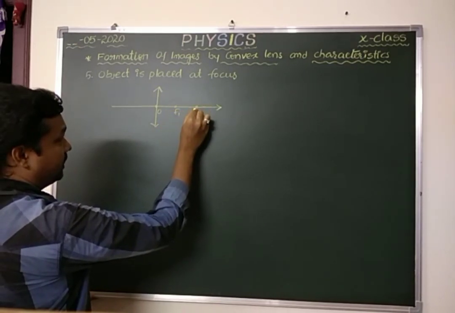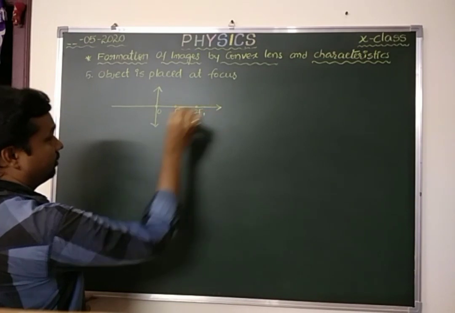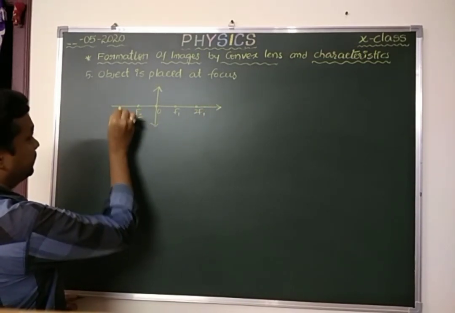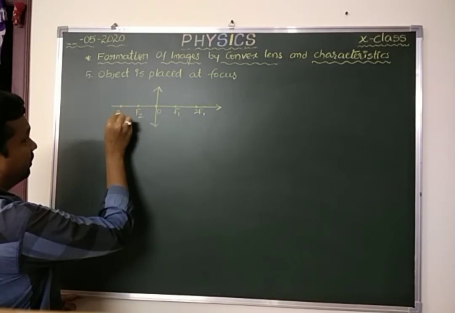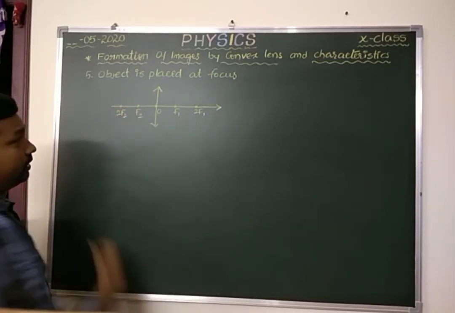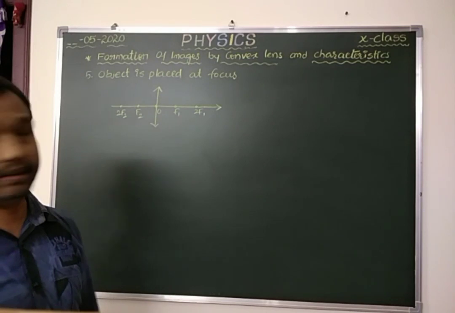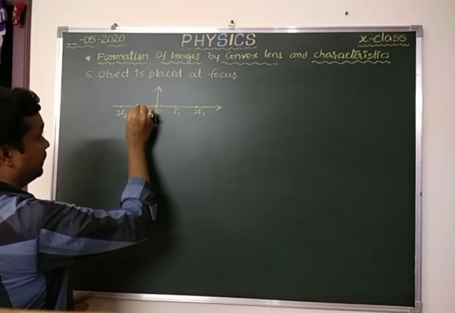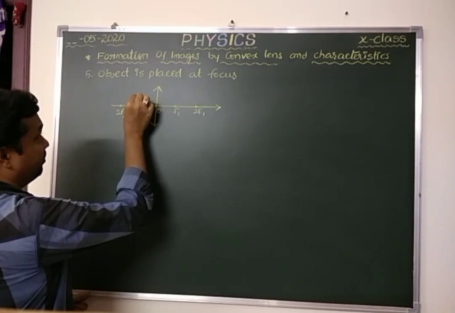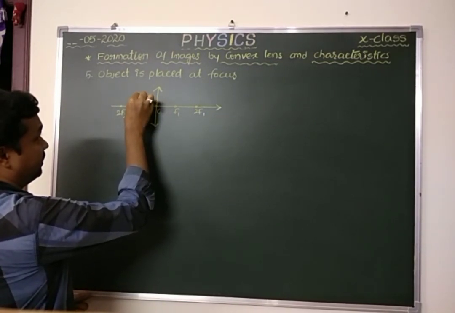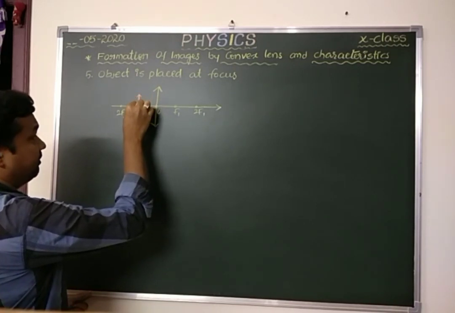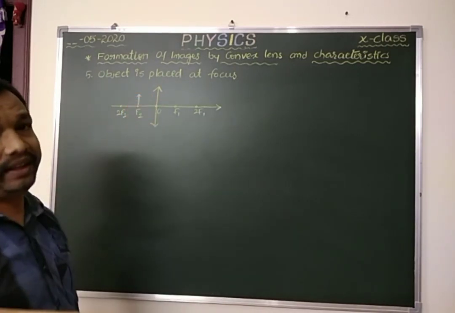Representation is same for all, and you need to take care that the distance must be equal so that you will get the diagrams perfectly. Right now the object is placed at focus. This is the focus. You can place an object, which is nothing but the source of light. We are considering the source of light here as a candle.